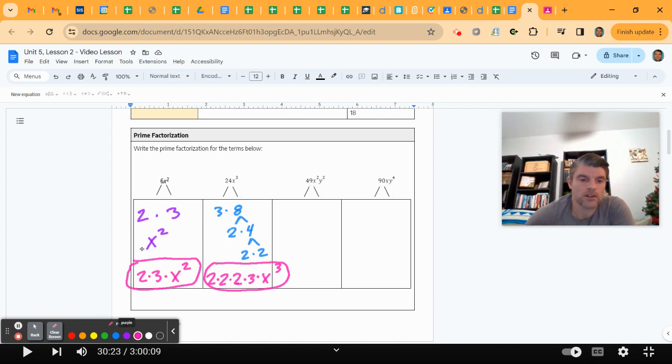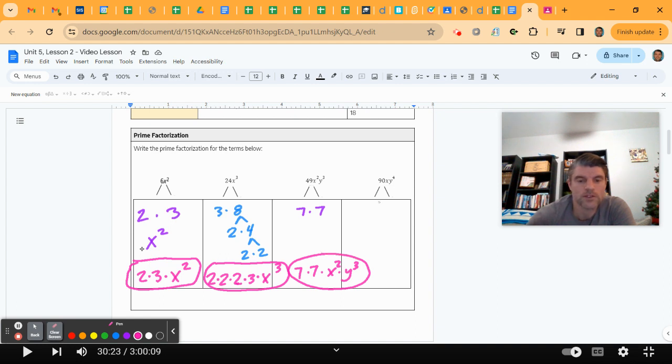All right, let's take a look at 49. It's just going to be 7 times 7. There's only one way to make that one. Your answer is going to be 7 times x squared times y to the third.